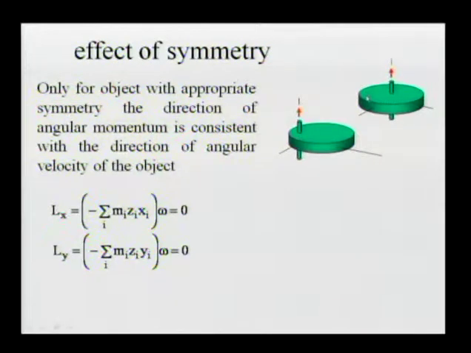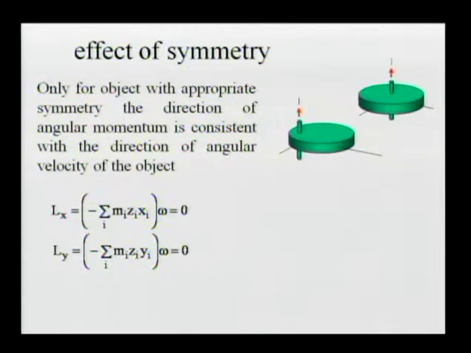Because now for a particle on this side, I will have a particle on the other side. For the particle on the other side, x's are going to be opposite and y's are going to be opposite. Z's are going to be identical. So if I have a particle with mass mi at height zi at location xi, I will have another particle at a location for which xi is opposite. So it also cancels. Do you see it?